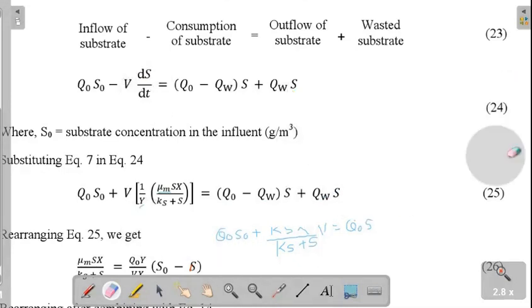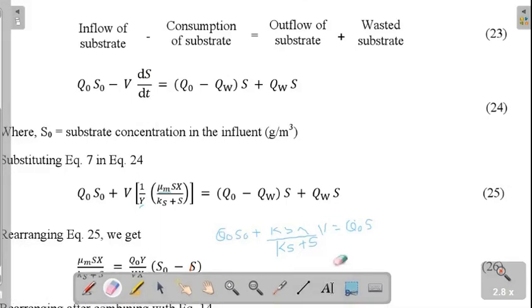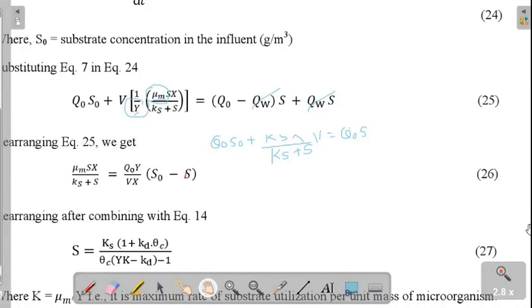Now you have this equation. Just remove this one and we are replacing these two terms. Now again I rearrange this equation. We can write the above equation as: we take Q0 common, we can write S0 minus S, because I'm taking this term.